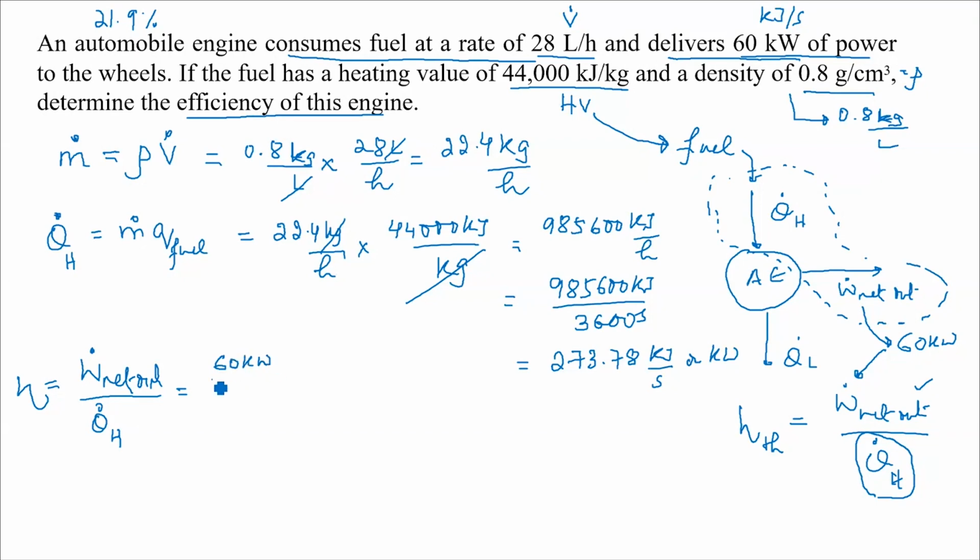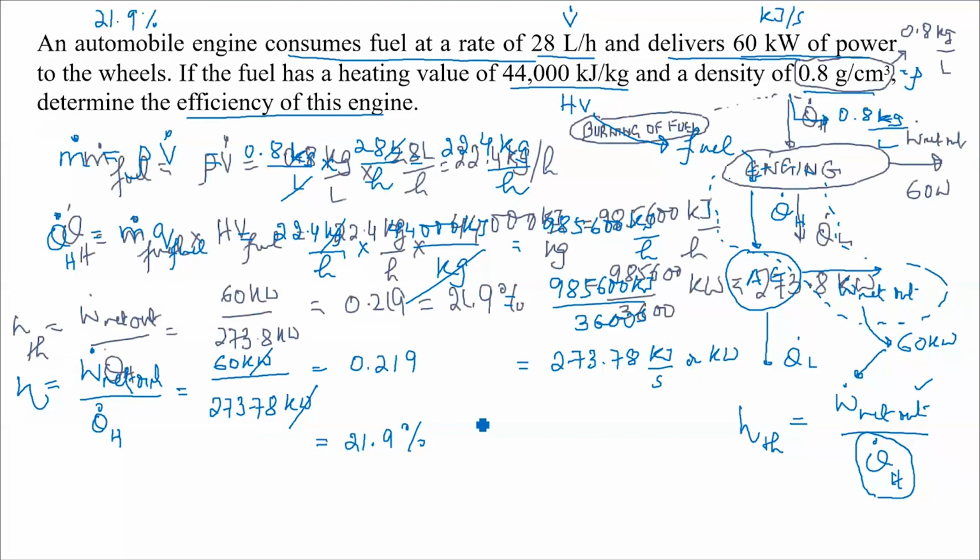And what is the rate at which heat is supplied to the system? Q dot H is 273.78, both in kilowatts. Kilowatts would cancel out. This ratio would be 0.219. So if you multiply by 100%, this would be 21.9%. Clear? Yes, sir. All right.